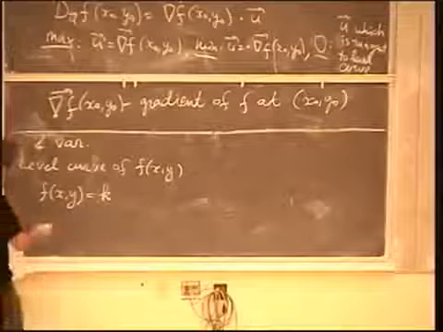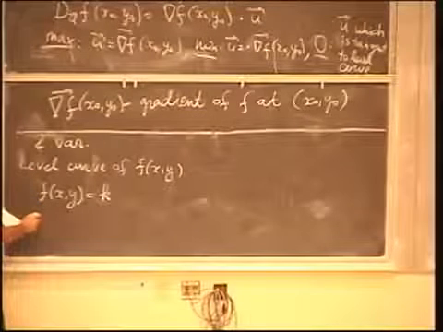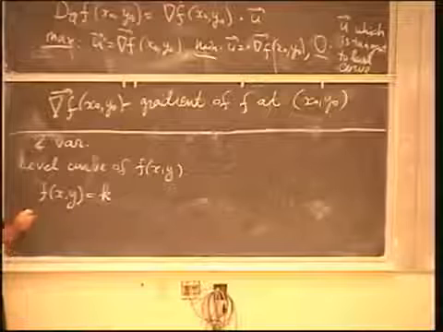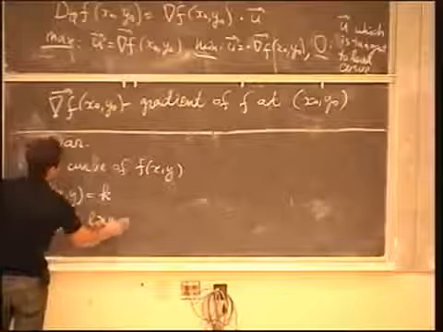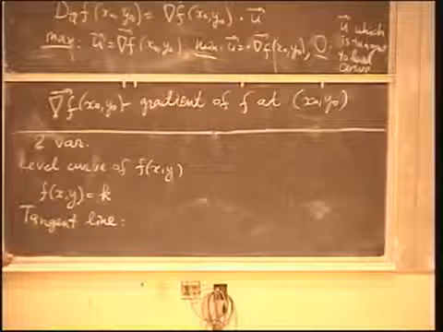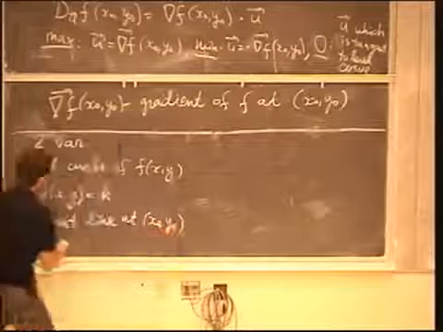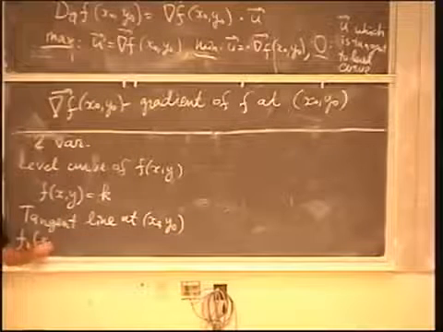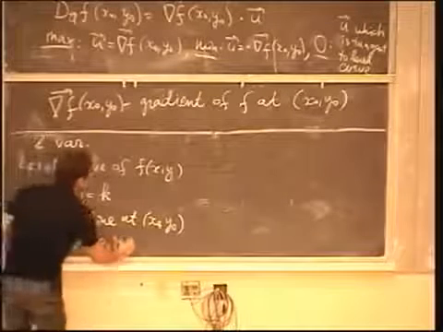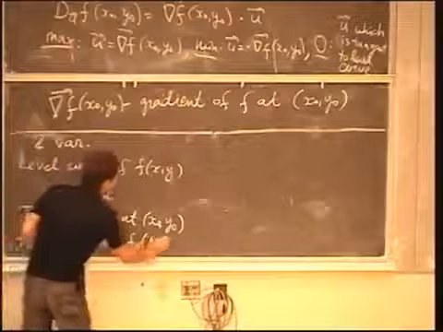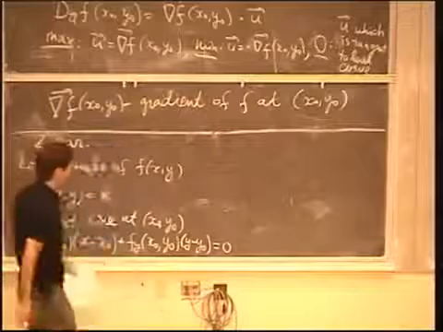Okay, and so then we can look at the tangent line to this curve. And the equation of this tangent line at the point (x0, y0) is like this. It's f sub x at (x0, y0) times (x minus x0) plus f sub y at (x0, y0) times (y minus y0) equals 0.